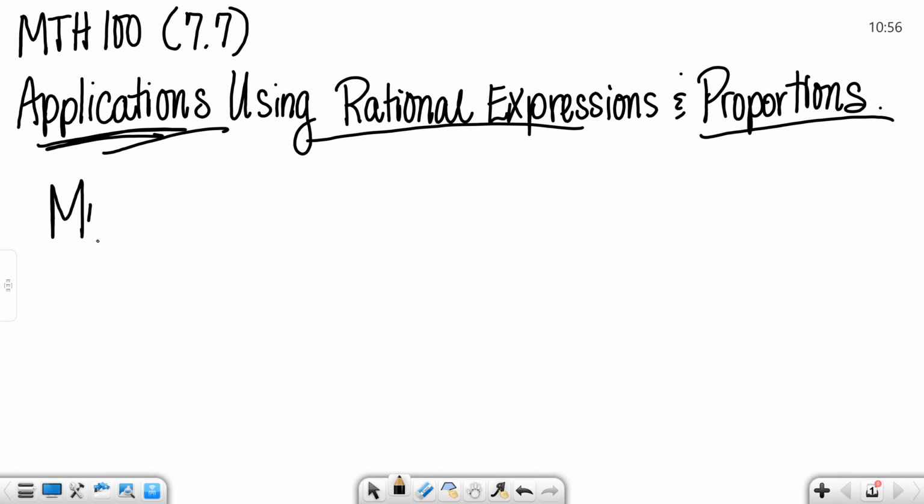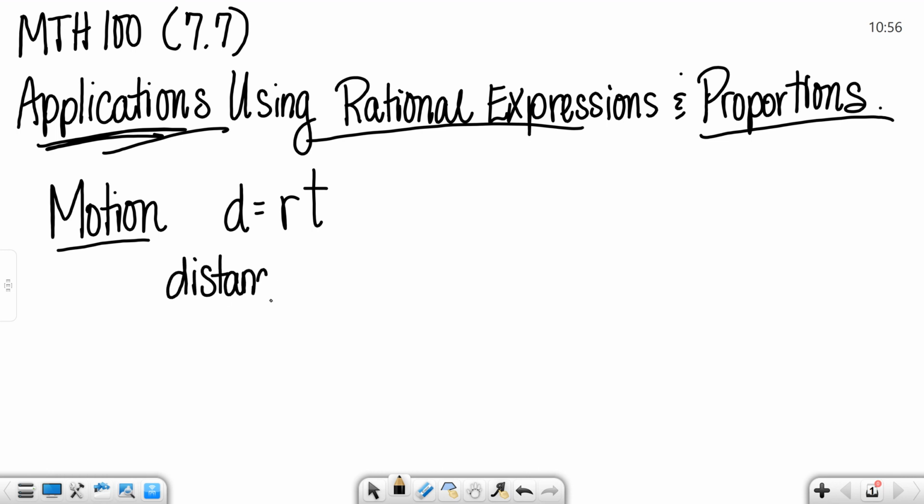The first type of word problem that we're going to come to is going to be something that deals with motion. When things are moving, like in your car, the distance you travel is equal to the rate times the time. So that's what D is. Distance is equal to rate times time. So we're going to be working on some problems that involve distance. Now they're not going to be just simple distance equals rate times time. They're going to be a little more complex. So that's one type of problem.